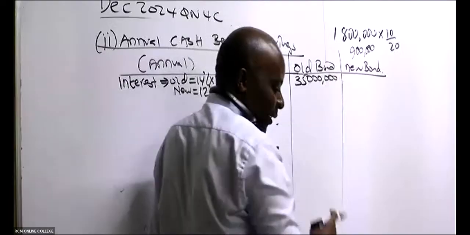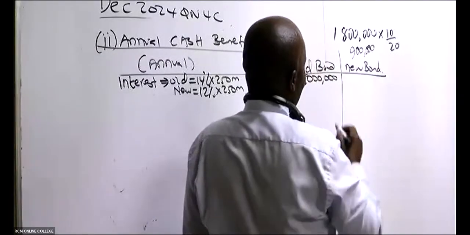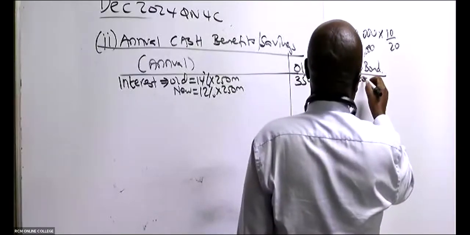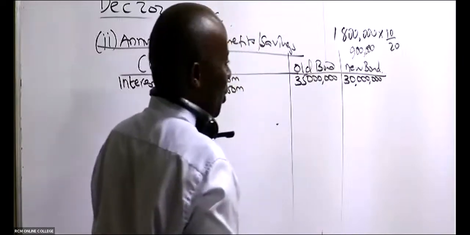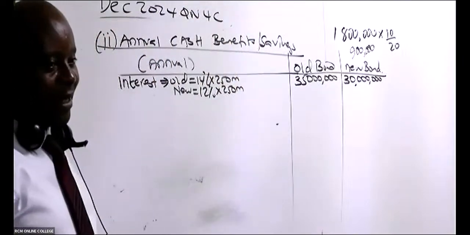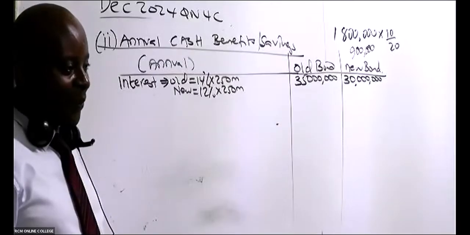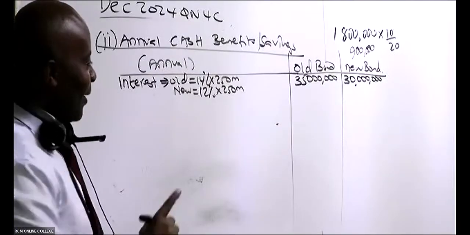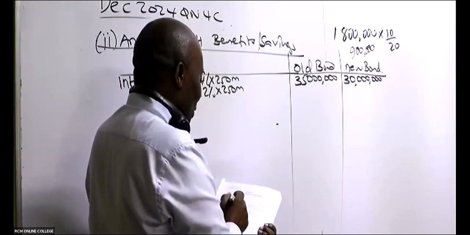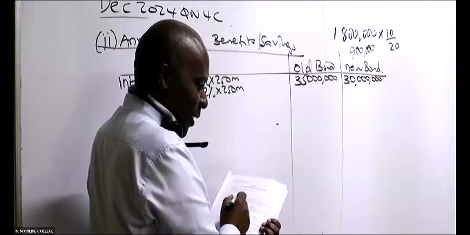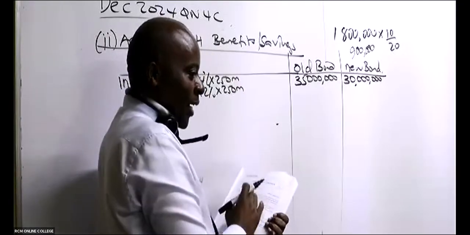How about the new bond? 30 million, right? Thank you very much. The interest, you know, we have the rates of interest, right? Are you able to remember the old bond was 14% of the total amount, total loan?